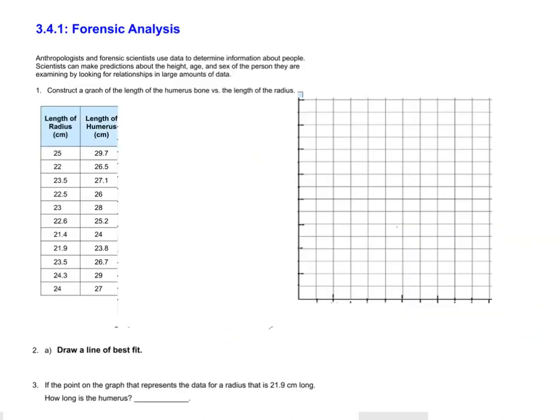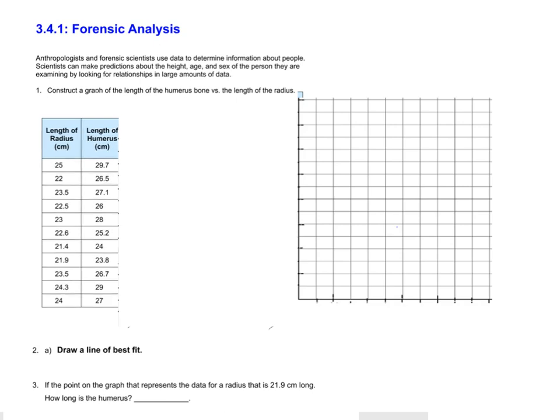So let's find this question on page 12 of your package. It says, forensic analysis. The question states, anthropologists and forensic scientists use data to determine information about people. Scientists can make predictions about the height, age, and sex of the person they are examining by looking for relationships in large amounts of data. Number 1, construct a graph of the length of the humerus bone versus the length of the radius. Now, I'd ask you to look those 2 things up for science. However, even if you didn't know what those things were, you could still graph this. This is not a big issue.